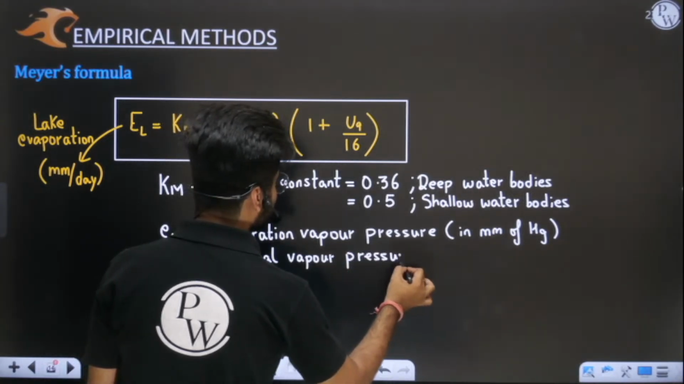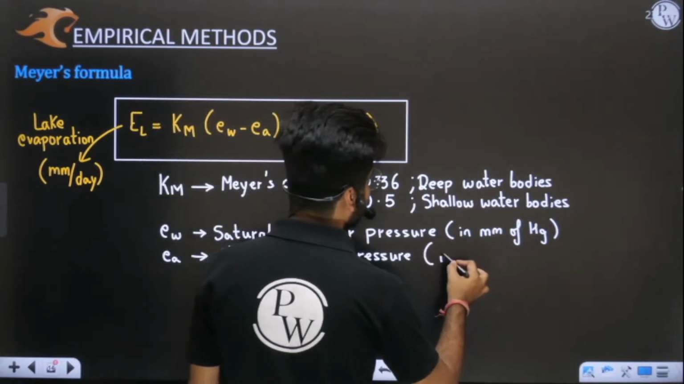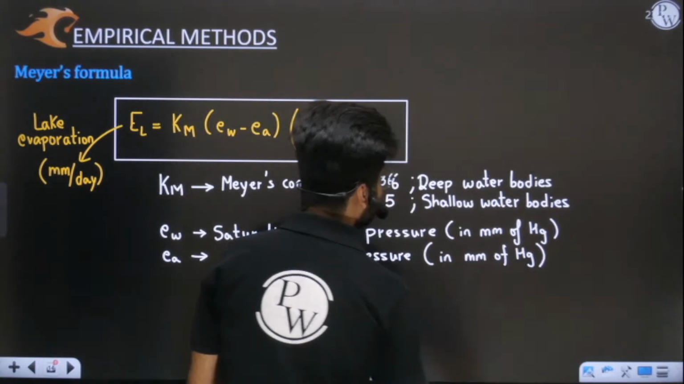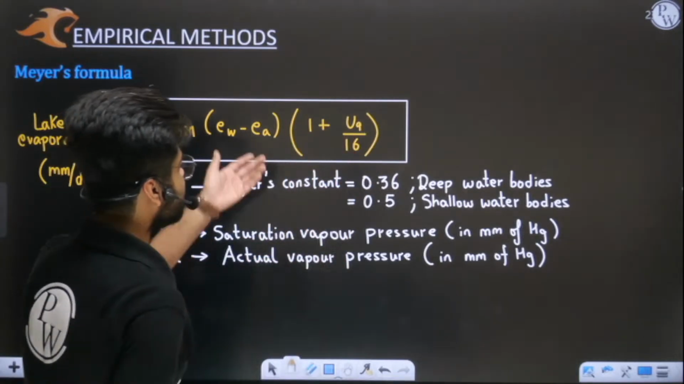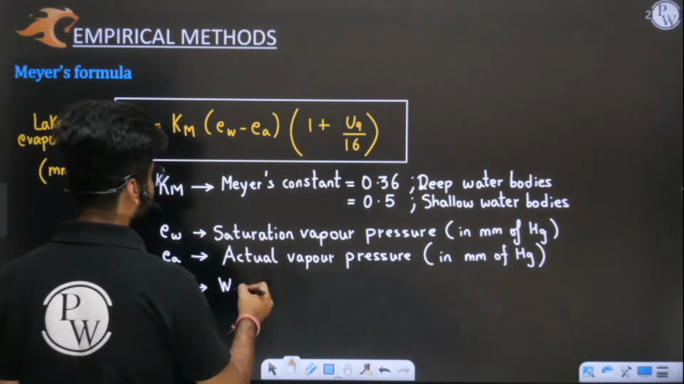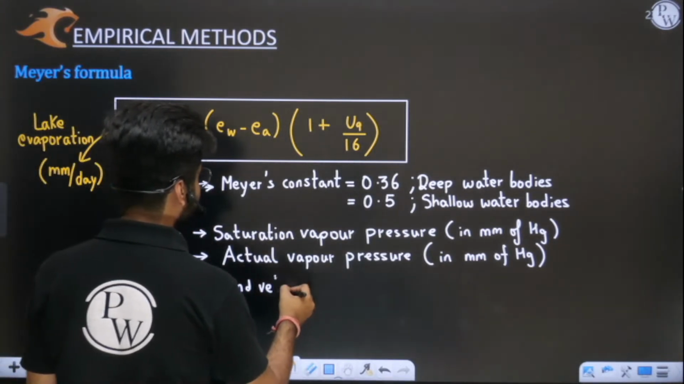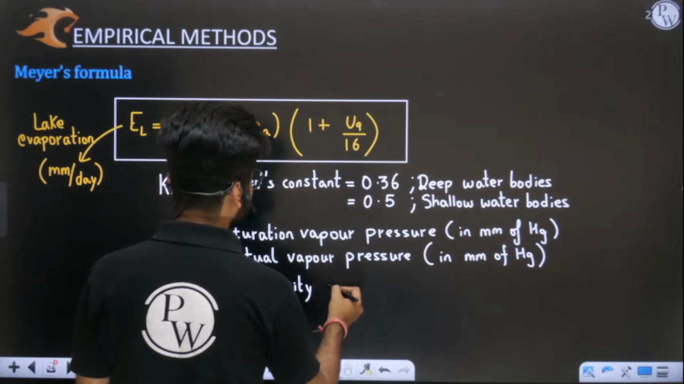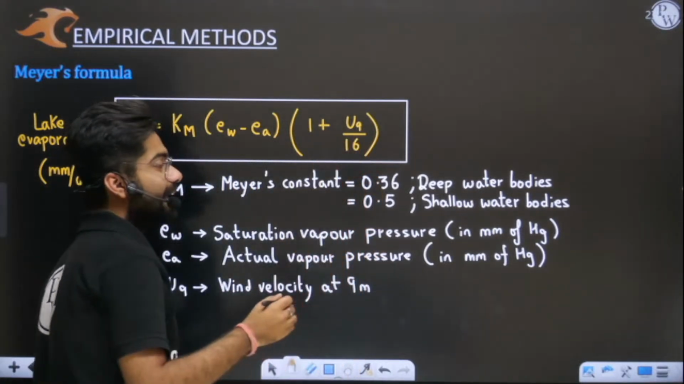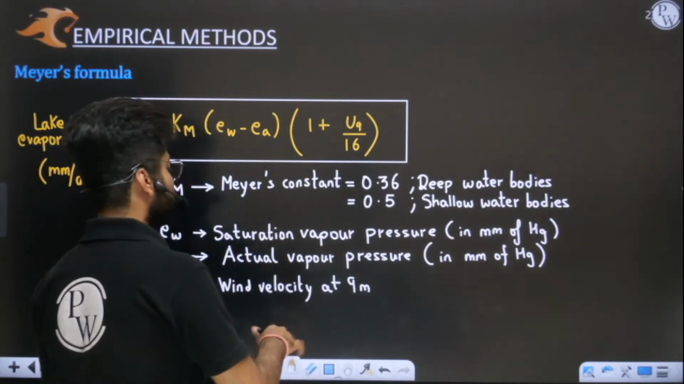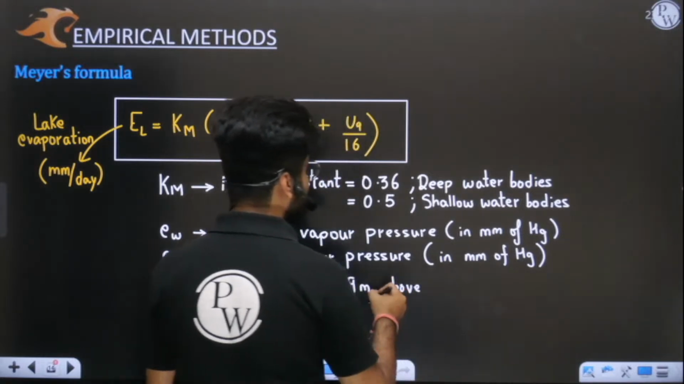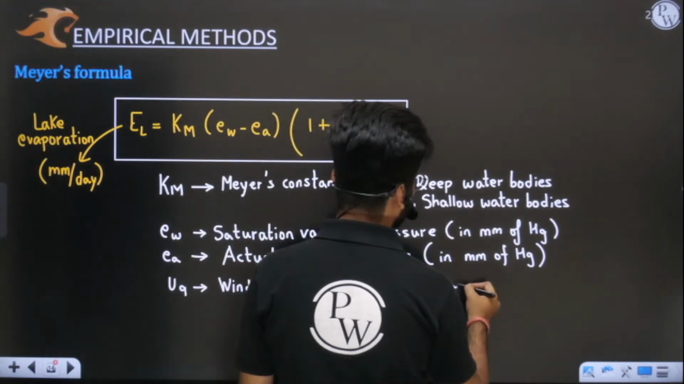EA is actual vapor pressure in mm of Hg. Now, what is U1? You all know it is 16. U9 is wind velocity at 9 meter above the ground. What is the meaning of 9 in the subscript here? Wind velocity at 9 meter above the ground.